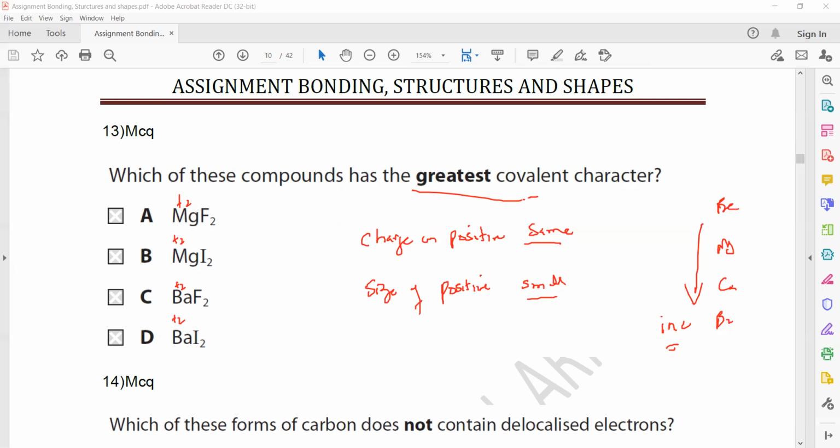Then the size of the negative ion should be larger for a greater distortion. So when we go down, fluorine, chlorine, bromine, the size increases. So we have iodine as well. That's why B is the right answer. Is it clear? Question 13.